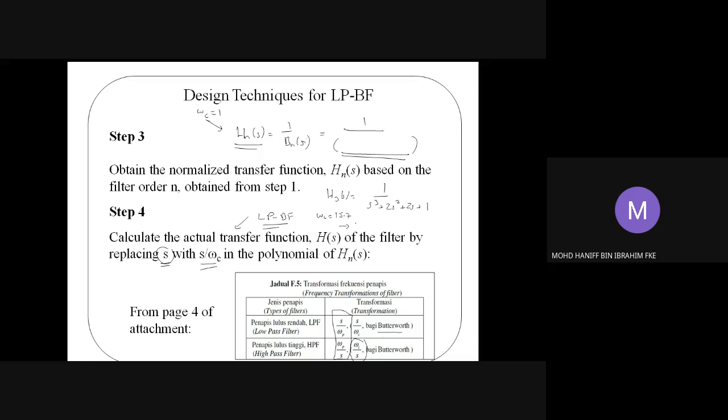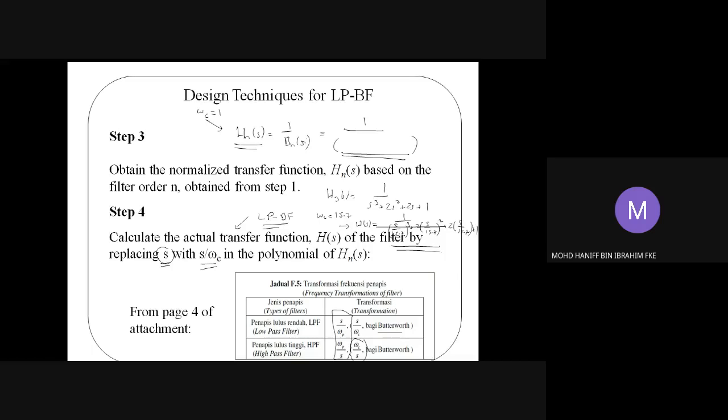From here, you can write that H(s), the actual transfer function, shall be 1 over (s/15.7)^3 + 2(s/15.7)^2 + 2(s/15.7) + 1. This is for the case of a low pass Butterworth filter. In the case of high pass, these terms of s over 15.7 need to be the other way around, which will be 15.7 divided by s to the power of 3, and so on.